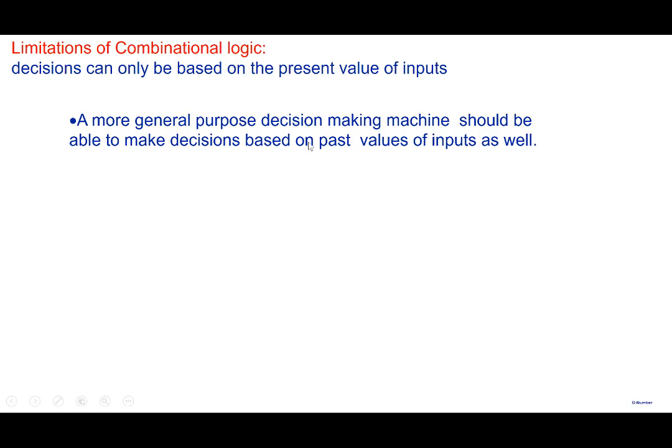A more general purpose decision-making system would be one that would make decision not only on the present values of inputs, but on the past values also. So it has a memory which it can use to arrive at a better decision-making process here.